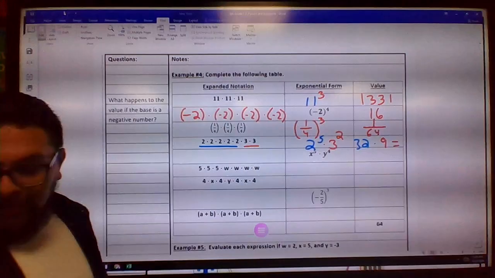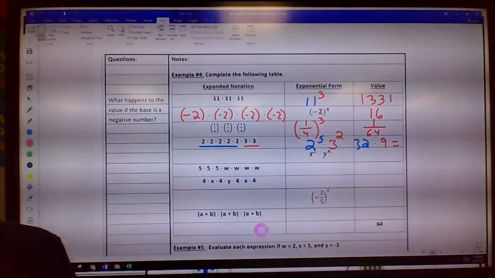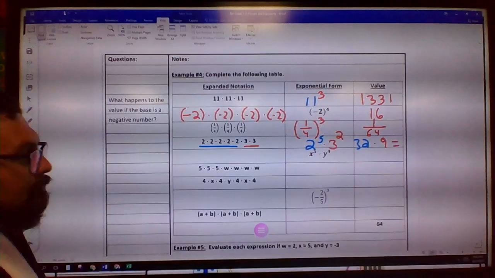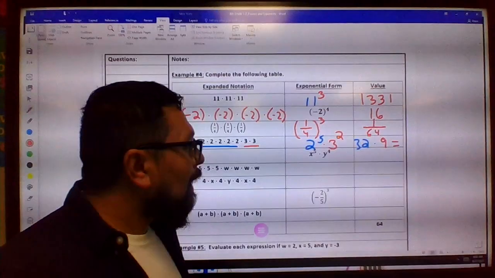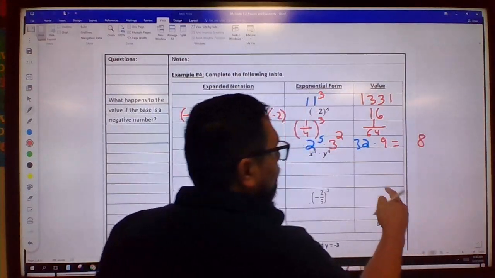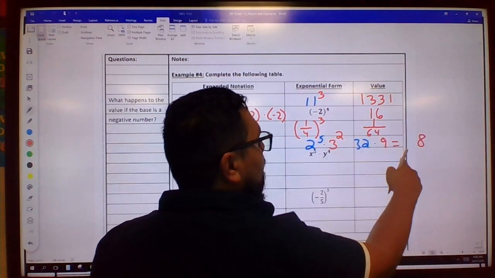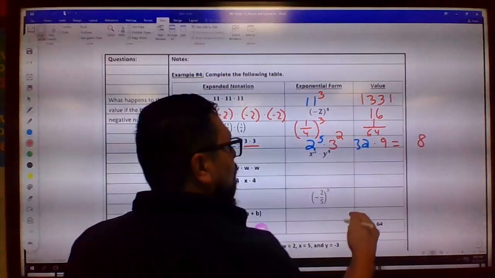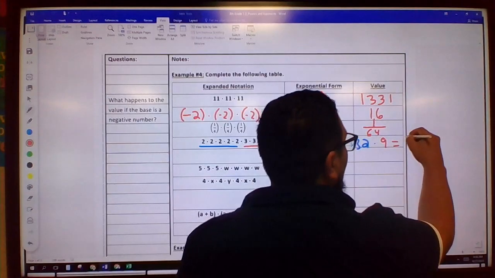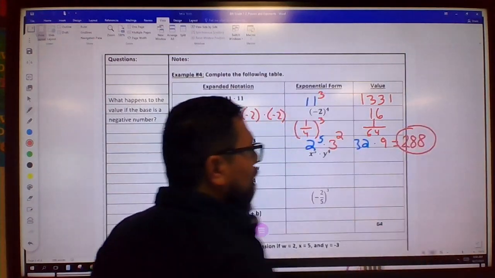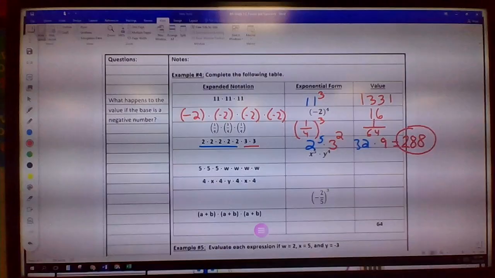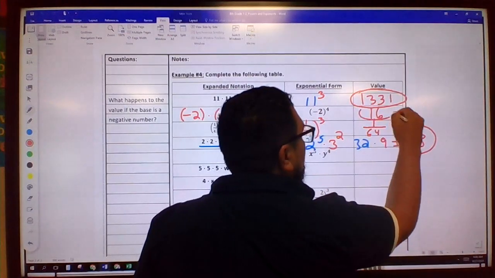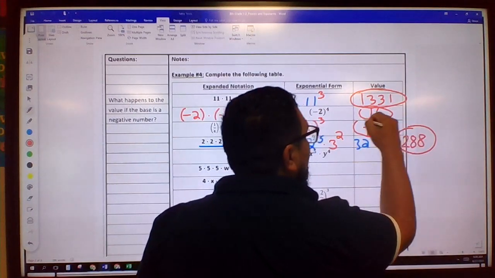Now, if you put it on your calculator, what are you going to get? 32 times 9. 2 times 9 is 18. You put the 1, so it's going to be 9 times 3 is 27. So 27 plus 1 is 28. So 288. That's your answer. Now, I keep forgetting. Make sure you circle your answers. Makes it easier for me to see.